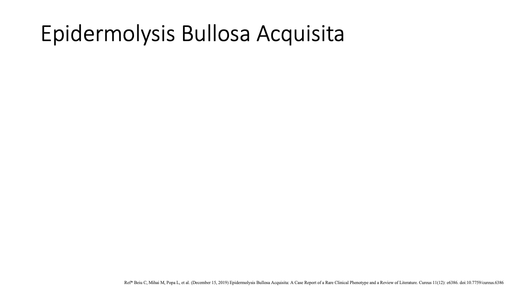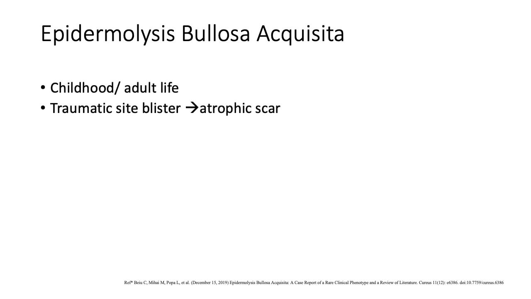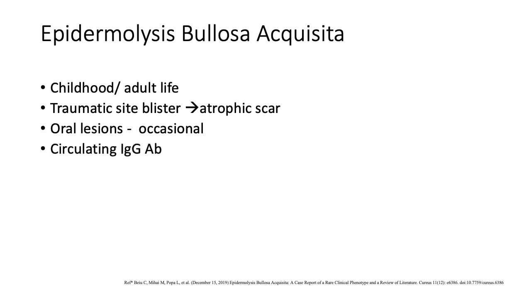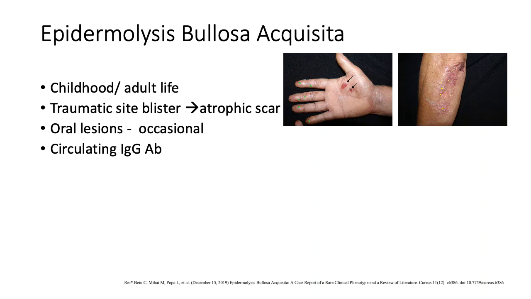Epidermolysis bullosa acquisita is an autoimmune condition that develops in childhood or adult life, shows blister formation at the traumatic site, which gives rise to atrophic scar formation, and oral lesions can also be occasionally seen. Circulating IgG antibodies are detected in the patient. This is the picture of EBA.